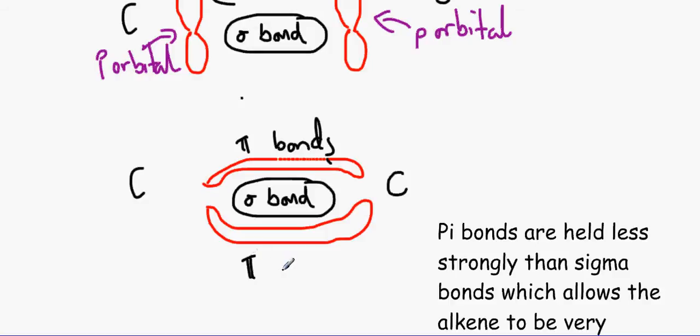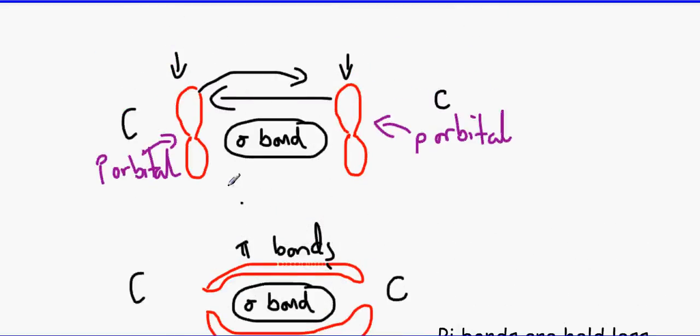Okay, so as a recap, the bottom halves of these p orbitals overlap each other. They come towards each other and overlap, and so does the top half of these p orbitals. And remember, they all contain electrons. And so we've got these pi bonds and we've got this sigma bond.